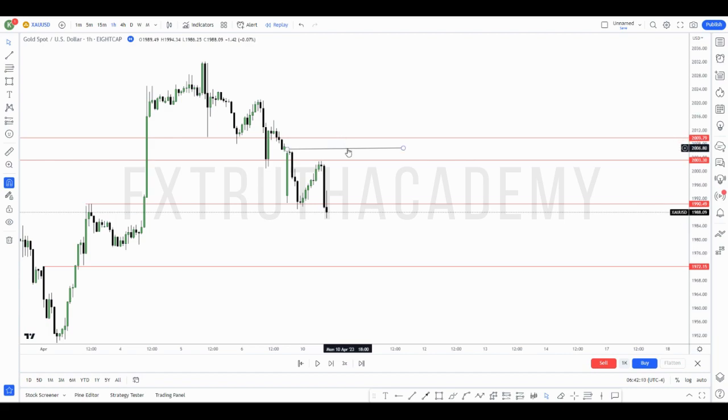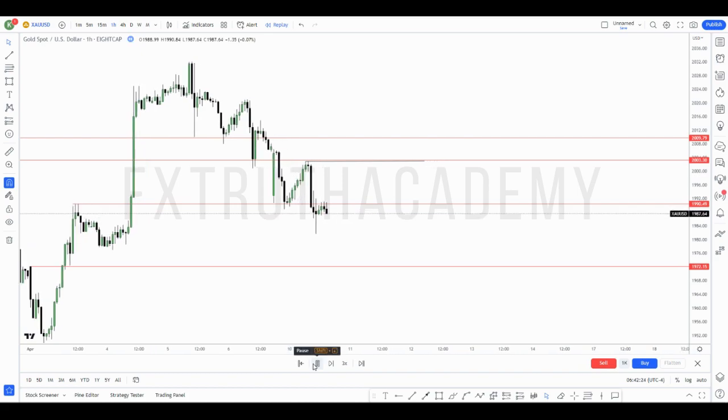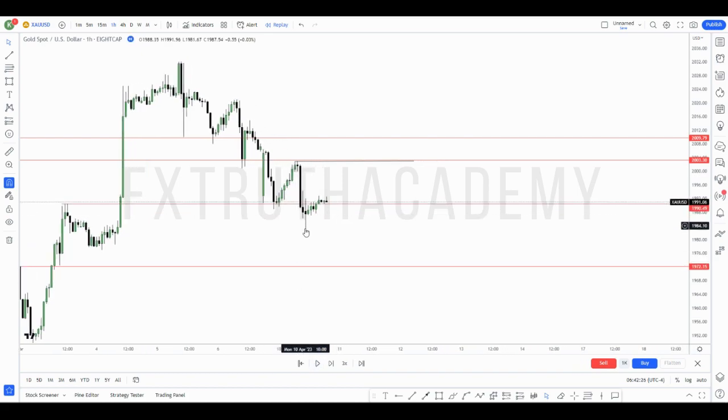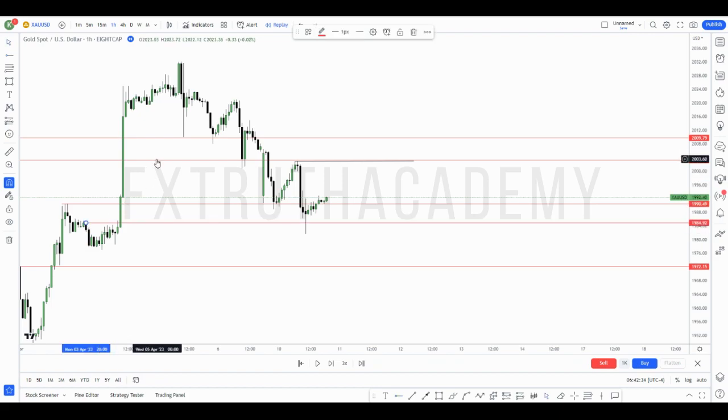So I will drag this markup right here to this particular high to see if they take out this particular high, then we have a break of structure to go bullish. So let's see. So we have a weak rejection, and you can see that weak rejection rhymes with these other blocks right here. So I'll mark up those other blocks right here. So let me remove all this other area.